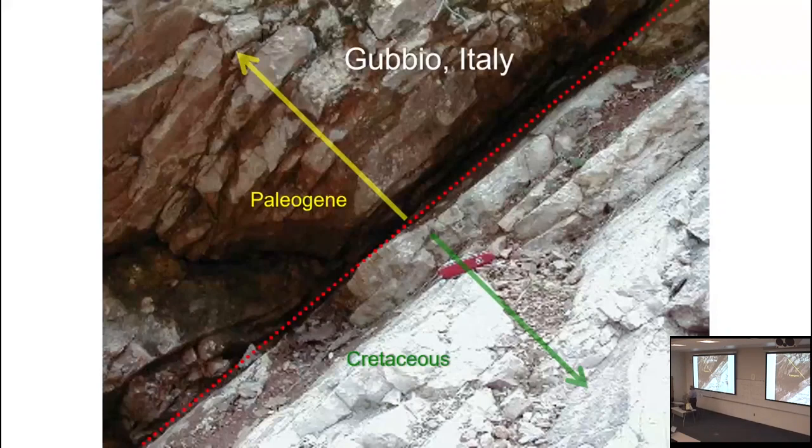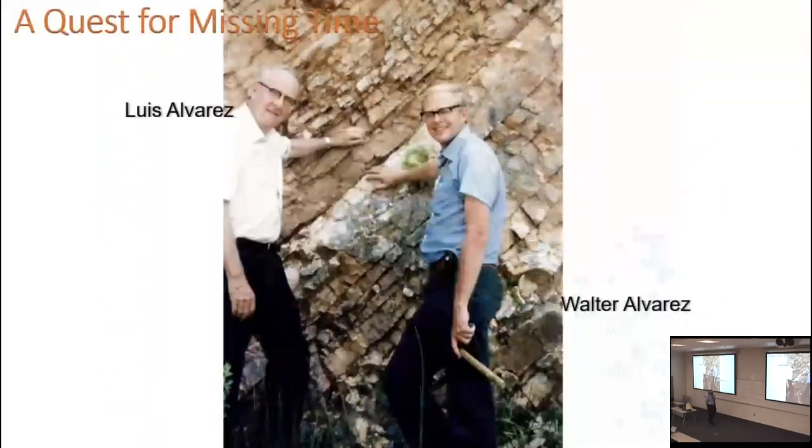You can see how thin that layer is. It's eroded back, it's a tiny little thing. In the late 1970s, the guy on the right here, Walter Alvarez, a geologist at UC Berkeley, wanted to answer a question. And his fingers are on that boundary.